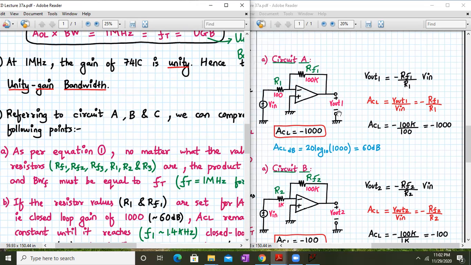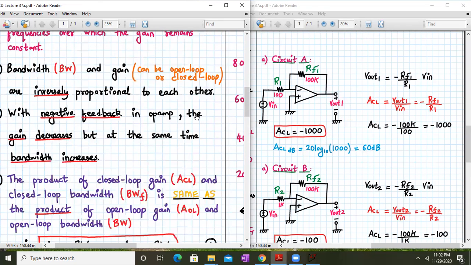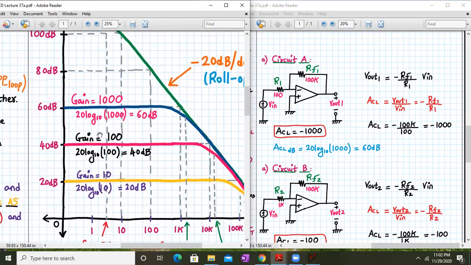So the closed loop gain, we know, is given by minus RF1 divided by R1. That will be 100K upon 100, which will be minus 1000. Now, if you convert this gain into dB, I will get 20 log to the base 10 of 1000, which will be 60 dB. Okay, and if I wish to mark this point on the curve, this will look like this.